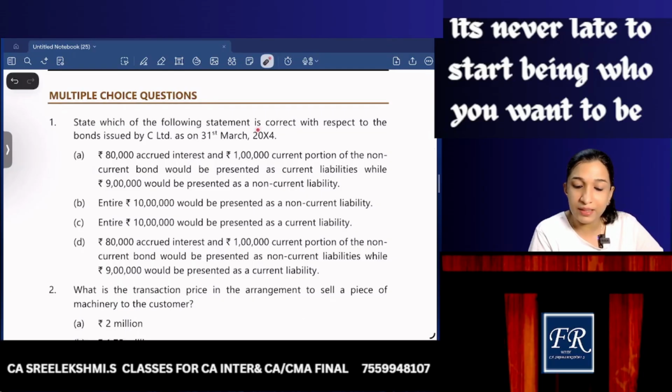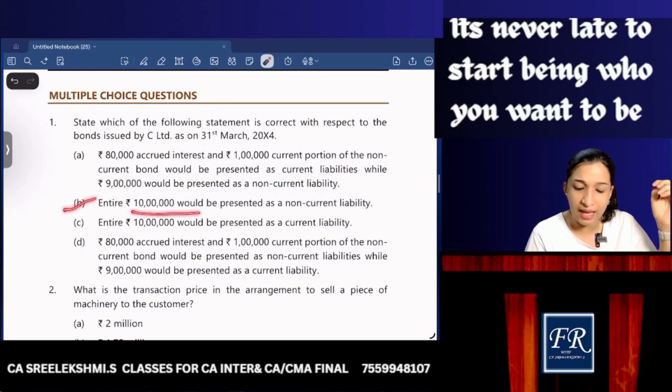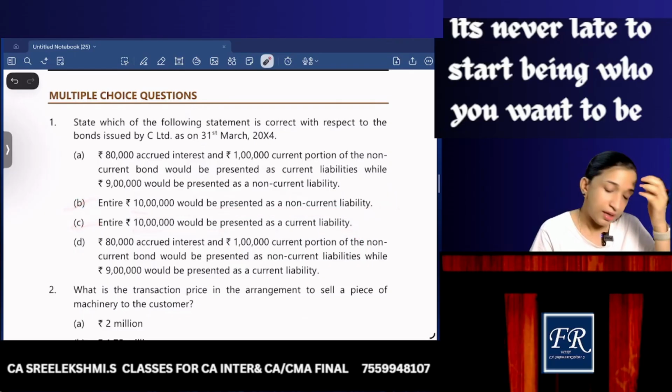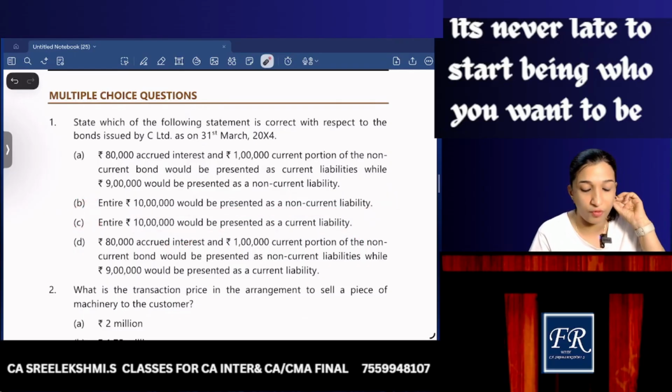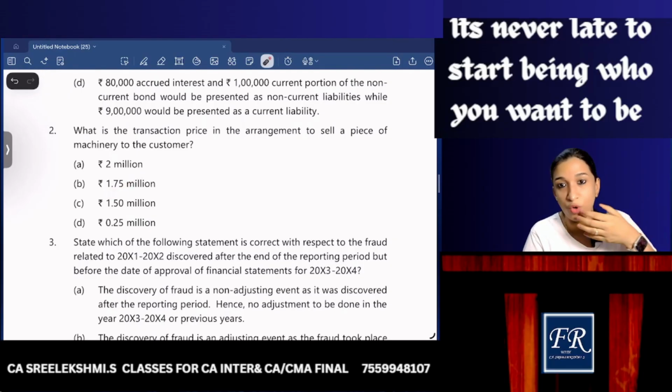State which of the following statements is correct with respect to bonds issued. A: 80,000 accrued interest and 1 lakh current portion of non-current bond would be presented as current liabilities. Correct. Option A is correct. B: Entire 10 lakhs will be presented as non-current liability. Wrong. C: Entire 10 lakh would be presented as current liability. Wrong. D: 80,000 accrued interest and 1 lakh current portion of non-current bond would be presented as non-current. Wrong. So option A. What is the transaction price in the arrangement to sell a piece of machinery to the customer? 1.75 million. We were saying 2 million, but you are expecting to collect only 1.75 million, then 1.75 million.